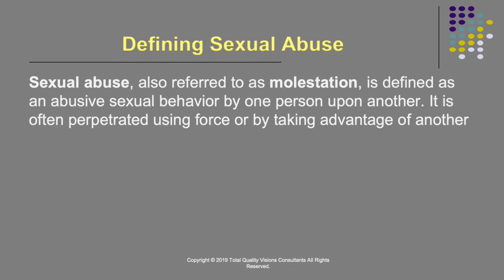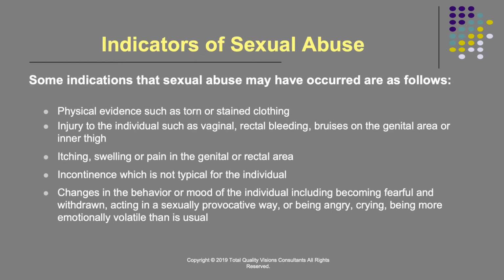Sexual abuse, also referred to as molestation, is defined as an abusive sexual behavior by one person upon another. It is often perpetrated by using force or taking advantage of another. Some indications that sexual abuse has occurred are as follows: physical evidence such as torn or stained clothing, injury to the individual, itching, swelling, or pain, and changes in the behavior or mood of an individual.